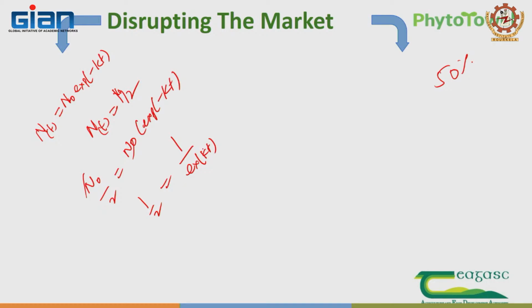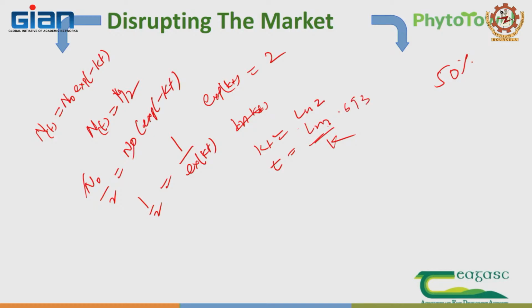So that means exp kt is equal to 2. If you take natural log on both sides, this becomes kt equal to ln 2, correct? So the half-life t is ln 2 by k. ln 2, the natural log of 2, is 0.693, simple. And this is what we studied when we were in 8th or 9th class, half-life is this.